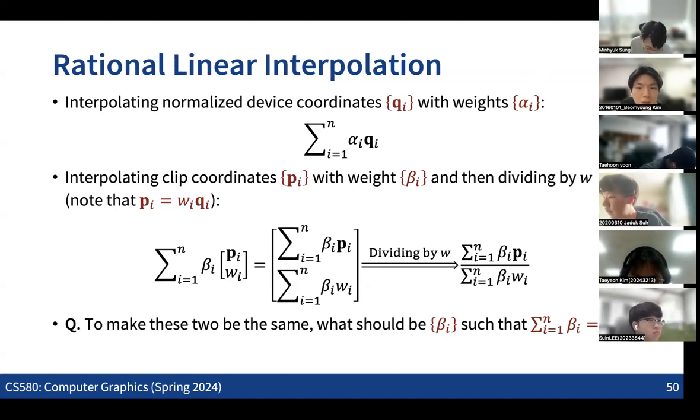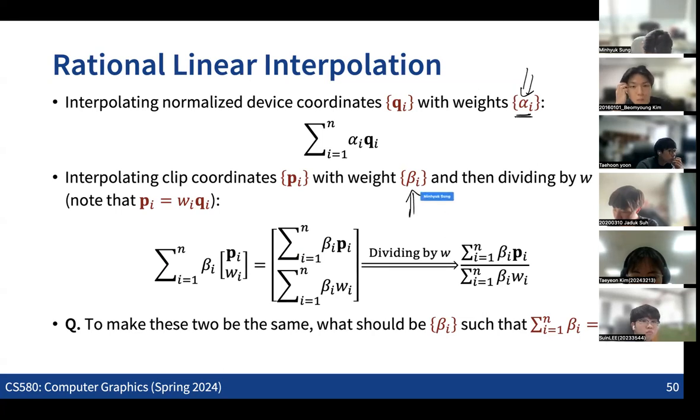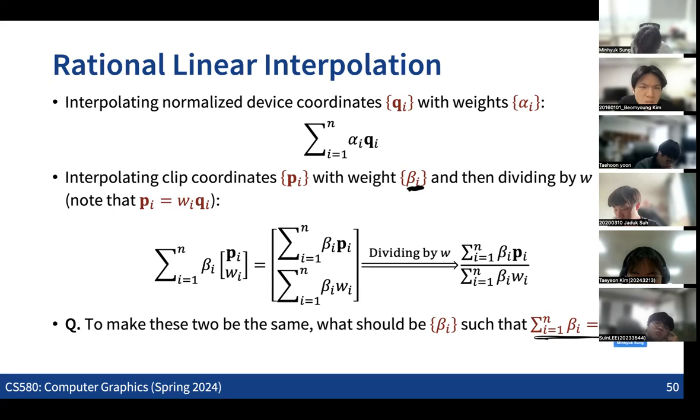So what we have seen is that interpolating first and then projecting is different from projecting first and then interpolating. And we specify the pixel where we want to interpolate everything by the alpha, which is computed by projecting first and then interpolating, based on the normalized device coordinates, right? To get the same output as interpolating first and then projecting, we need to recalculate the interpolation weights, let's say beta. Then what should beta be, such that it also satisfies the affine combination?